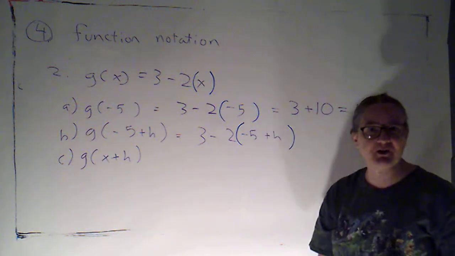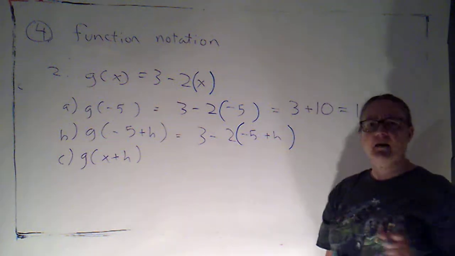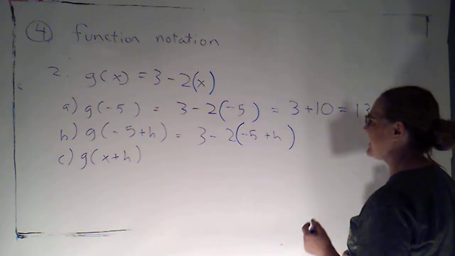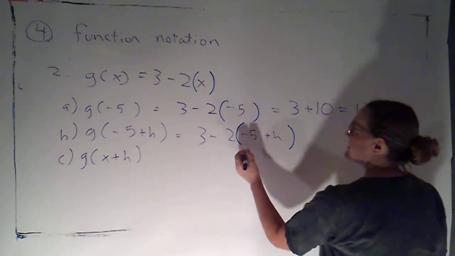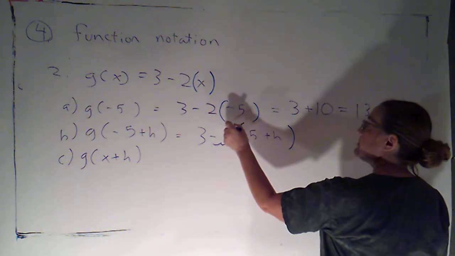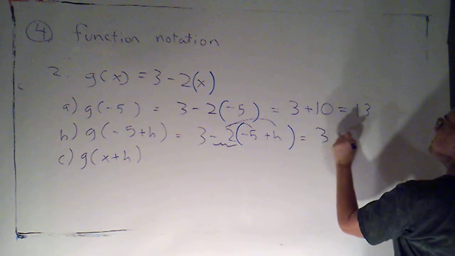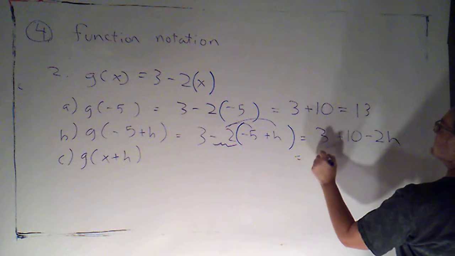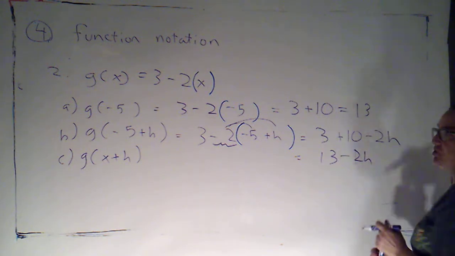h is a variable representing an arbitrary number. Let's simplify this, and then we'll talk a little bit more about why we might have an input that looks like this. So I want to break apart the parentheses to simplify this as much as I can. So I'm going to distribute, and I want to make sure I distribute both the 2 and the negative sign. So this is going to become 3 plus 10 minus 2h. And so that's 13 minus 2h.